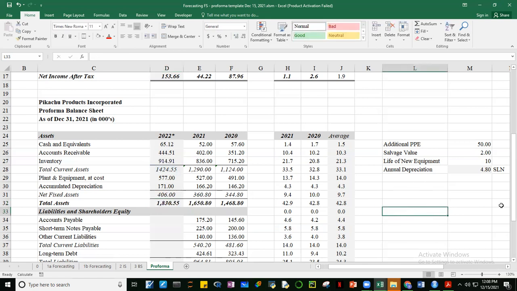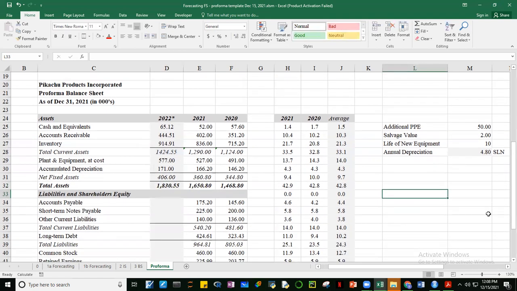Again, guys, let me pause. Excuse me, sir. Can you... Yes, for the formulas you got for plant PPE and accumulated depreciation? Okay, sige. Thank you. Thank you.